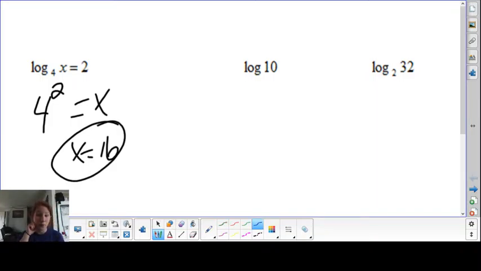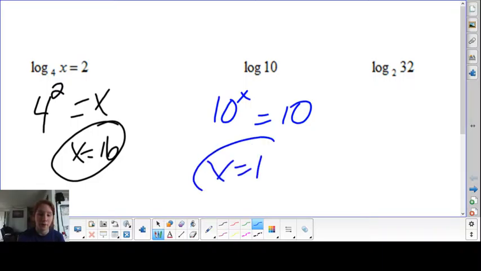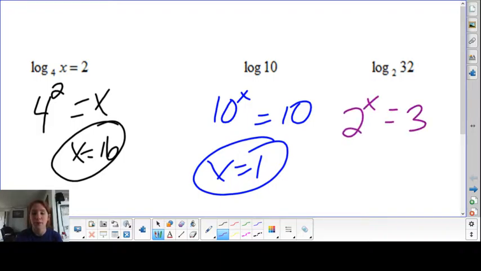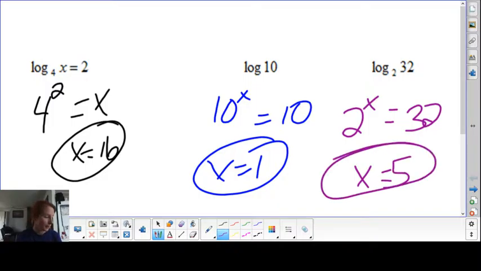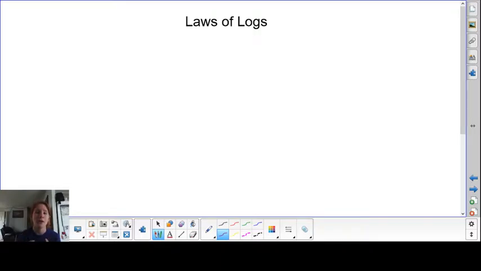We know that when there's no base, there's an invisible 10. So 10 to what power will give me 10? Well, that, of course, has to be 1. And lastly, 2 to what power will give me 32? Now, this one's a little bit trickier, but let me know what you get. Good, 5. All right.